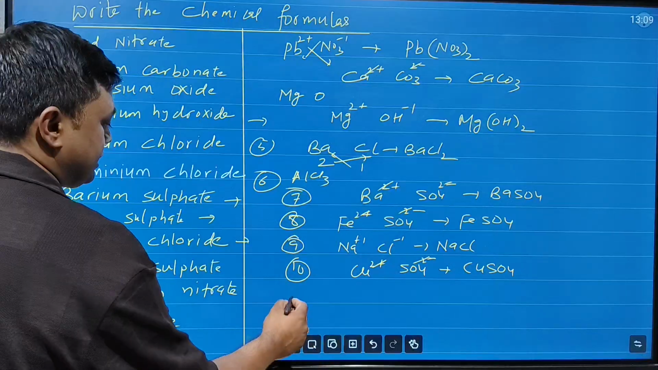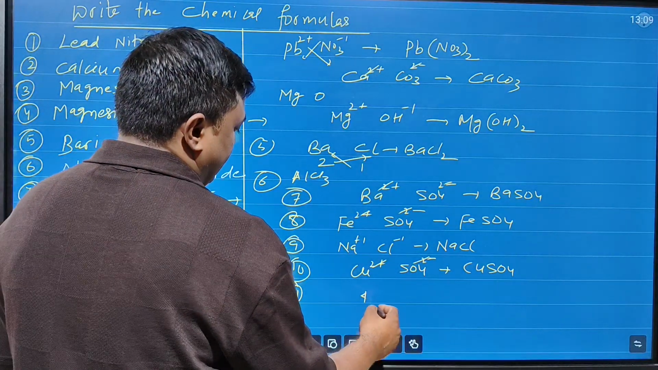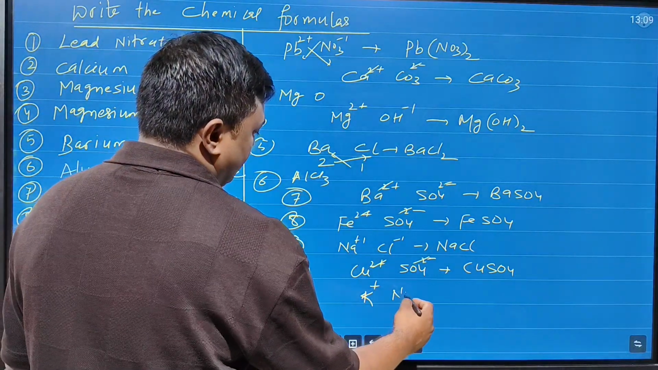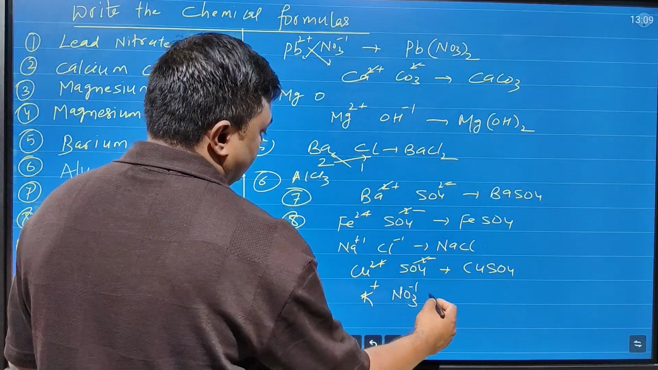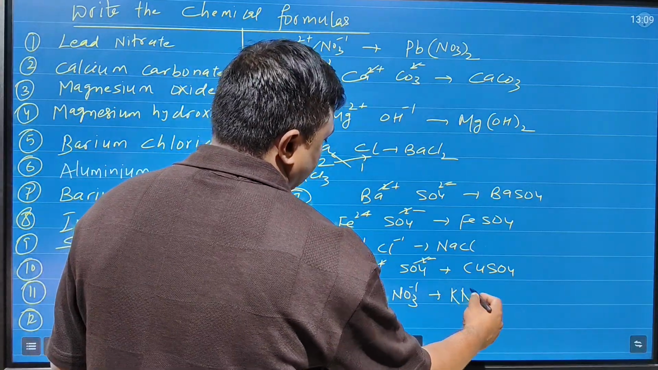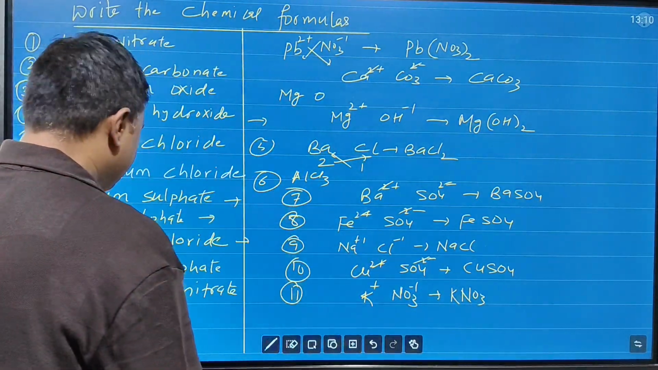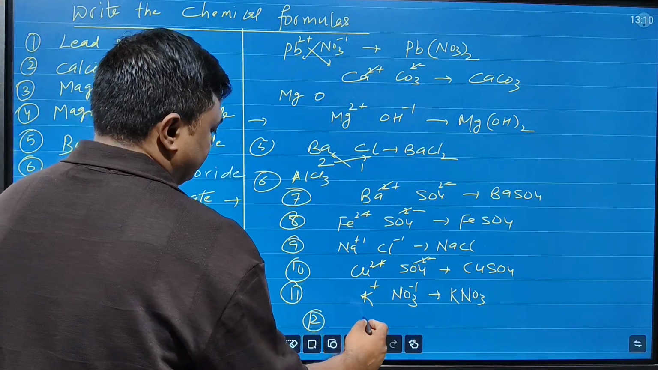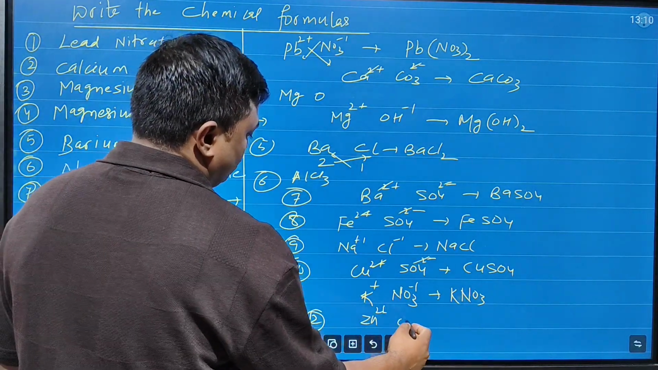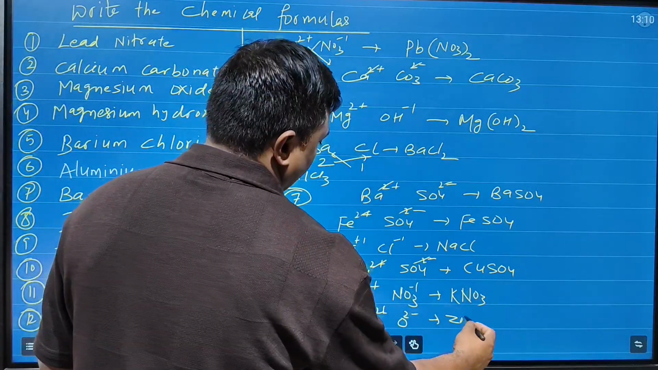Yes or no? Potassium nitrate. Potassium is what? K plus, nitrate is what? NO3 minus 1, right? So formula is what? KNO3. Okay. Zinc oxide. Zn, zinc, Zn 2 plus, oxygen 2 minus, right? So it is what? ZnO.